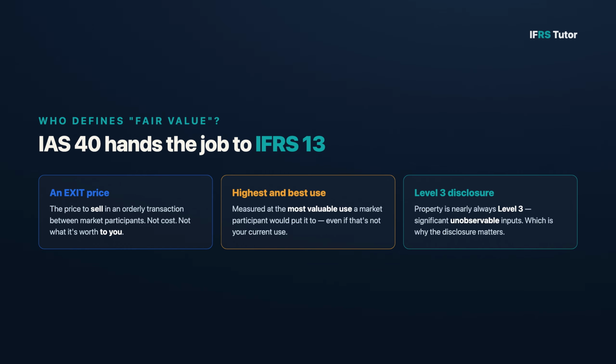But who decides what fair value actually is? Not IAS 40. It hands that job to IFRS 13. Fair value is the price you'd receive to sell the asset in an orderly transaction between market participants at the measurement date. It's an exit price, not what you paid and not what the building is worth to you specifically. IFRS 13 also makes you measure property at its highest and best use, the most valuable use a market participant would put it to, even if that isn't what you're doing with it today.